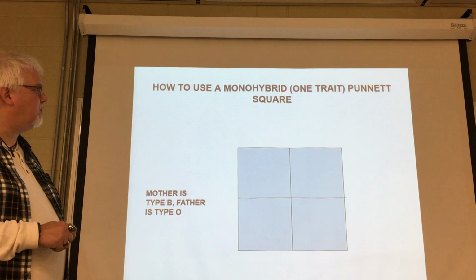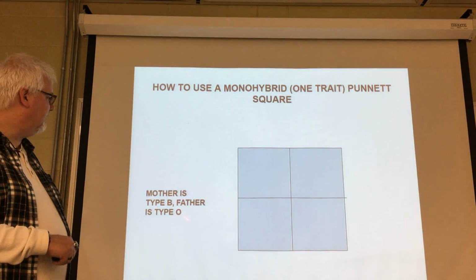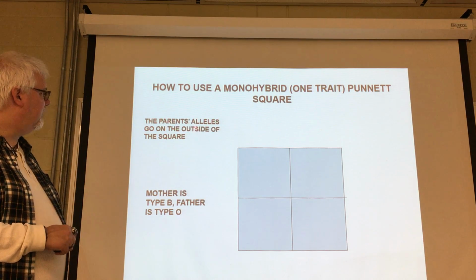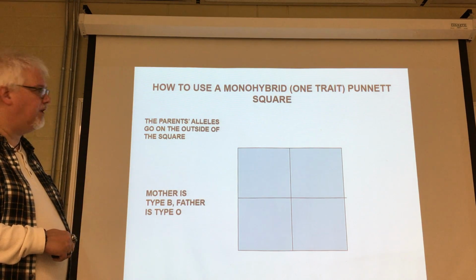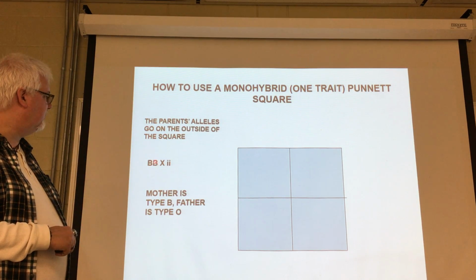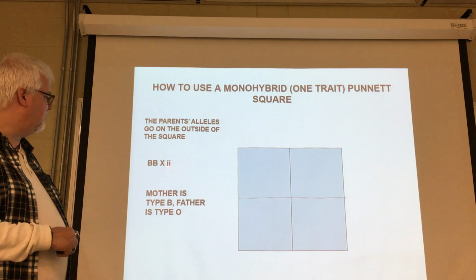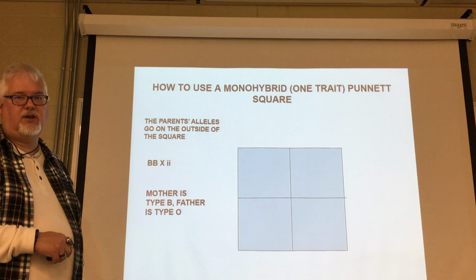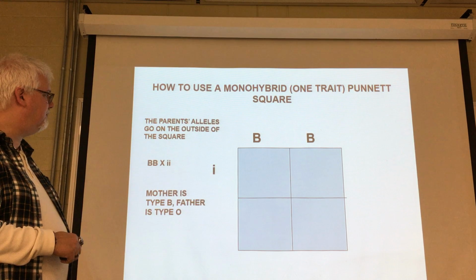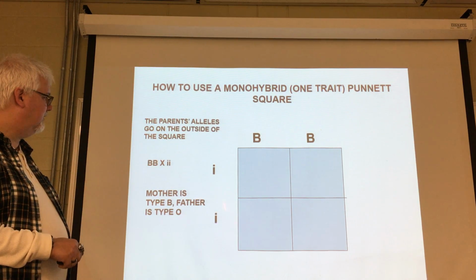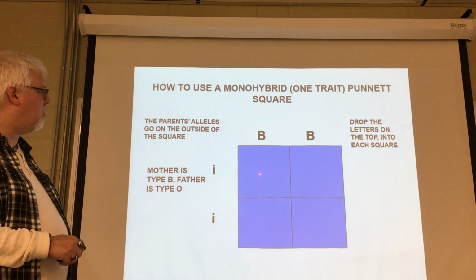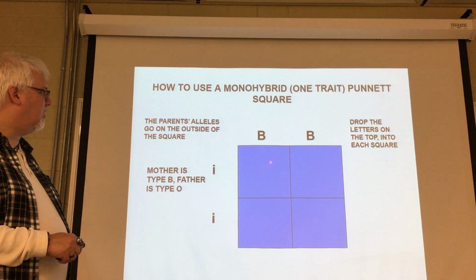So we're going to do a one-trait or monohybrid Punnett square. In this case, the mother is going to be type B and the father is type O. So, as we said before, the parents' alleles go on the outside of the square. Okay? And this will be, the mother is homozygous for type B, and the father is homozygous for type O, which, being that it's recessive, it would be. Okay? So we put the mother's alleles across the top, the father's alleles down the side, and then we just start dropping the letters on the top into each square.